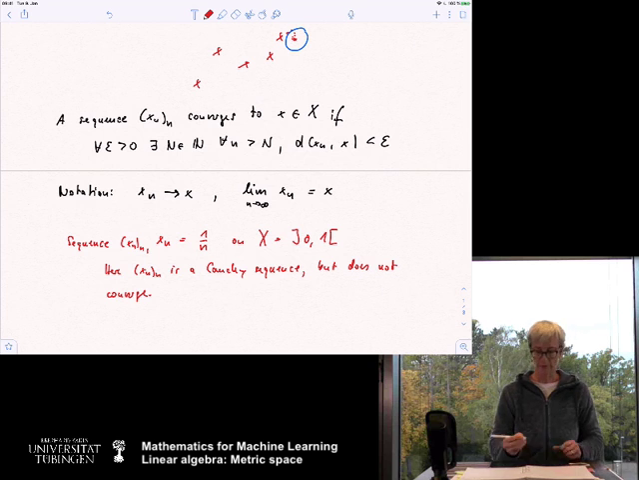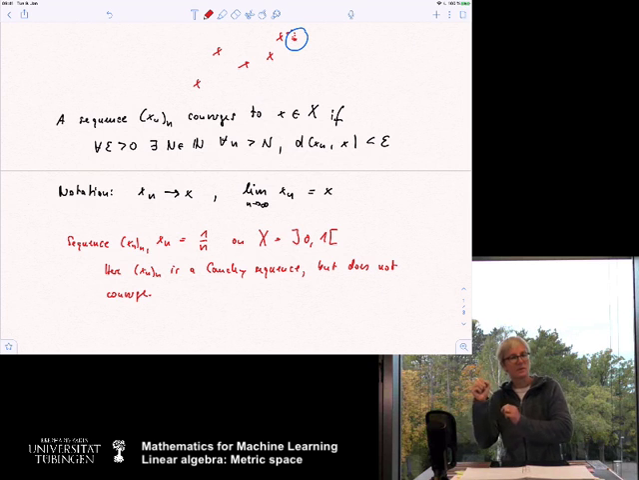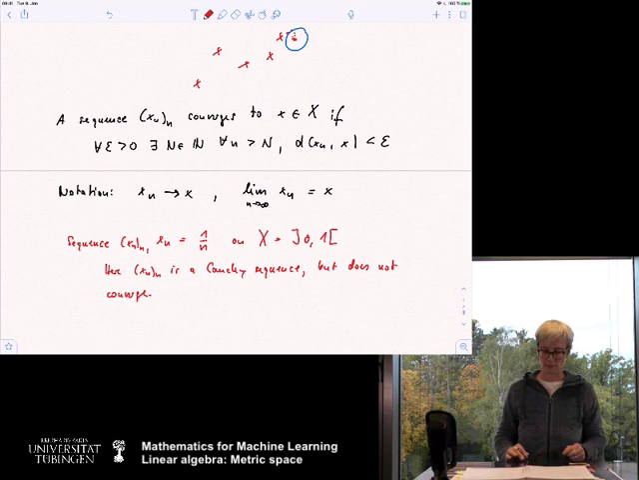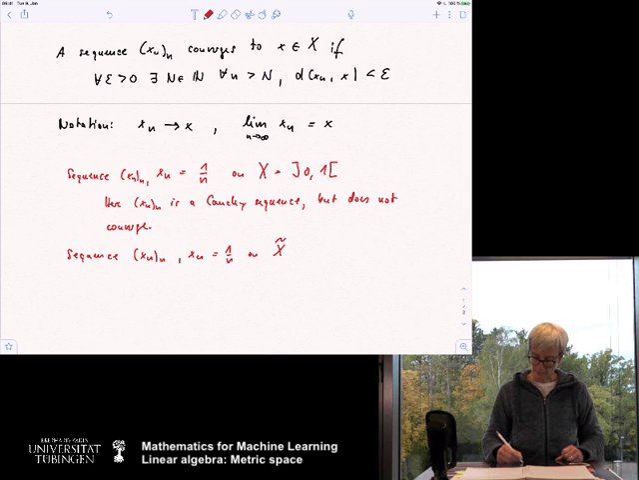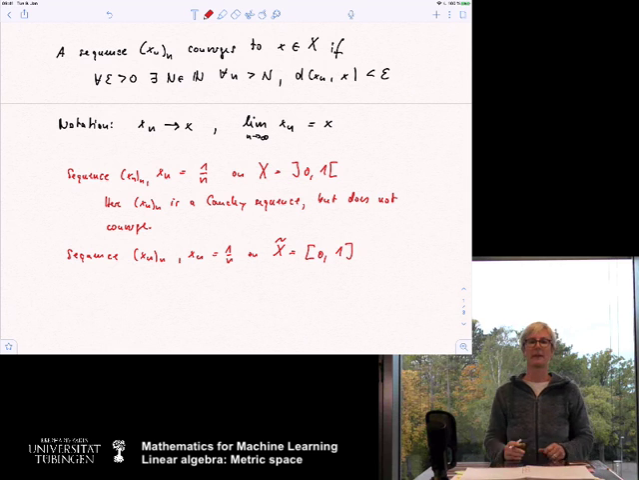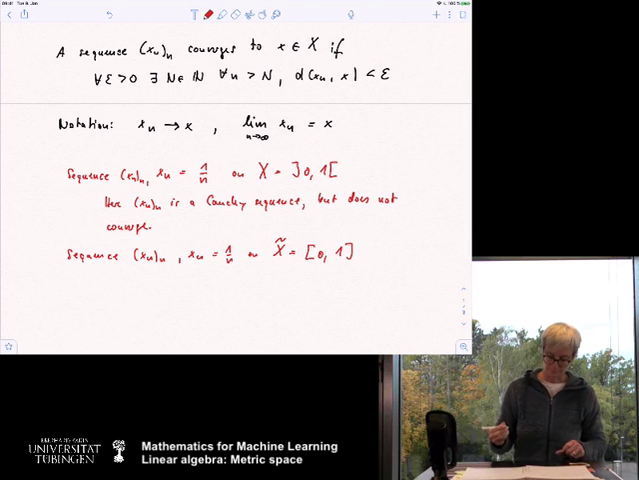And the reason is that 0, the point where it would converge to, is not in the space we're currently considering. If we now consider the same sequence, xn is 1 over n, on the space maybe x tilde, and this is now the space [0, 1] with closed intervals, then it's a Cauchy sequence and it also converges, namely to 0.